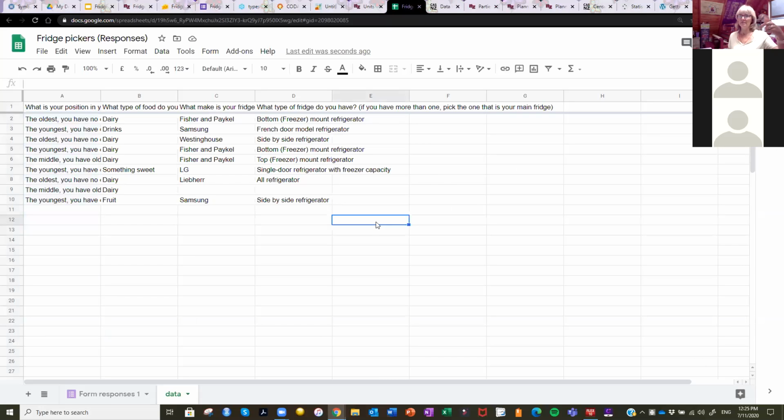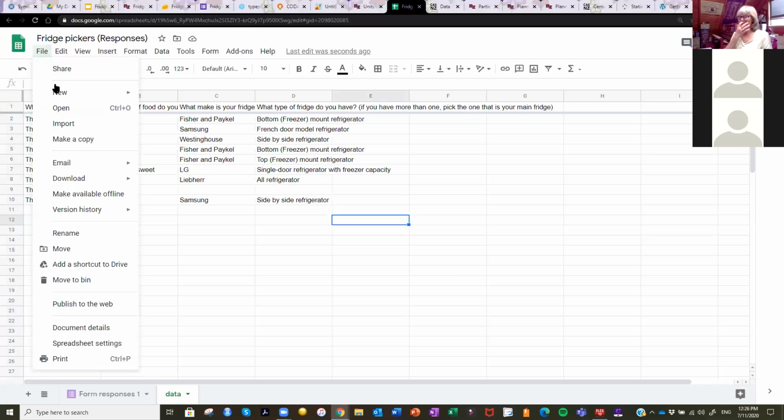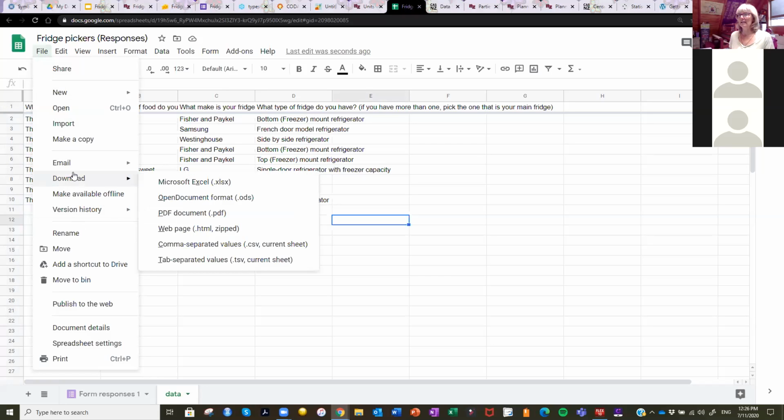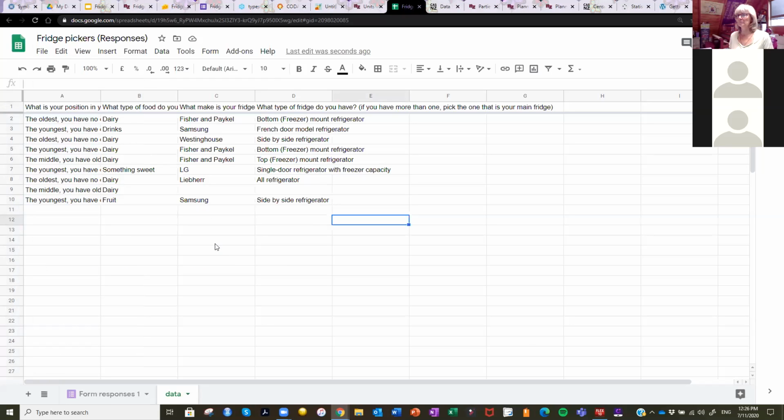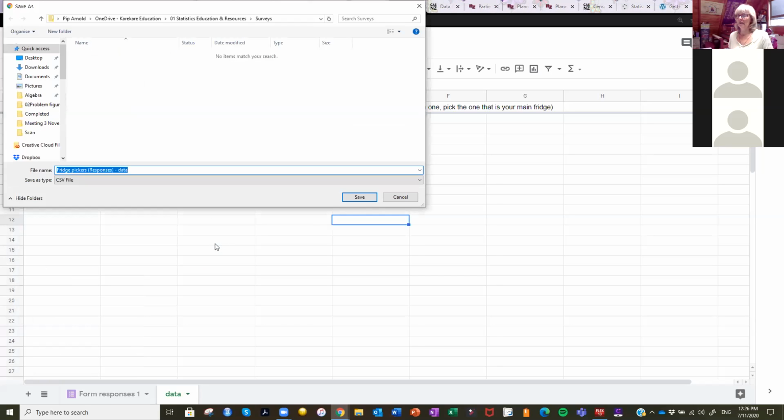I got rid of the timestamp. And if I was working with students and I'd collected information that was identifiable, I would have deleted that before I work with it. But what we do, this is in a Google Sheet, so I need to save it as a CSV file. So I'm going to do that first. And I'm just going to put it on my desktop.